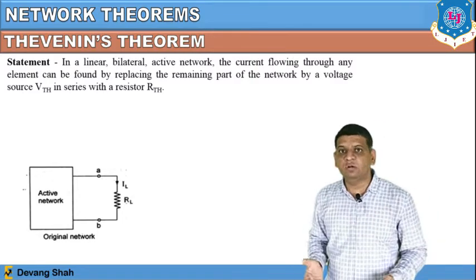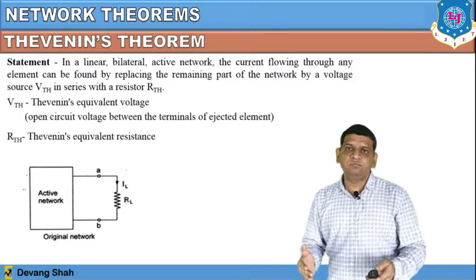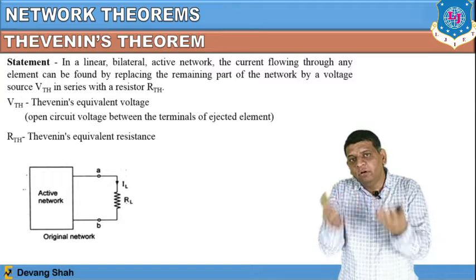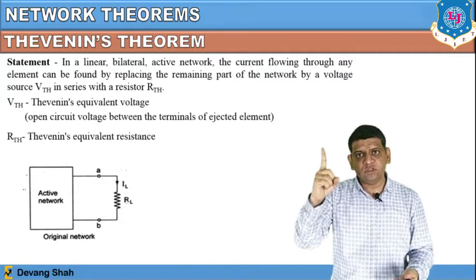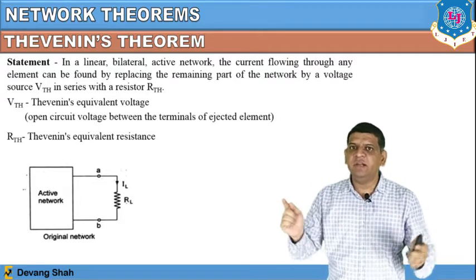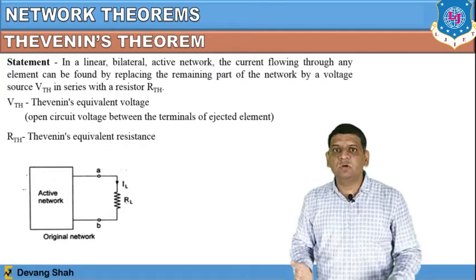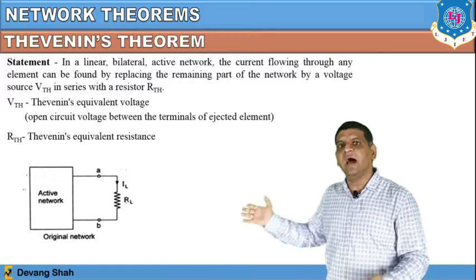In our science it is called the Thevenin resistance, right? So once you solve the complete active network and convert it into only two components, one is called the Thevenin equivalent voltage, which is defined as VTH, and another is a resistance called the Thevenin equivalent resistance, which is called RTH, right?